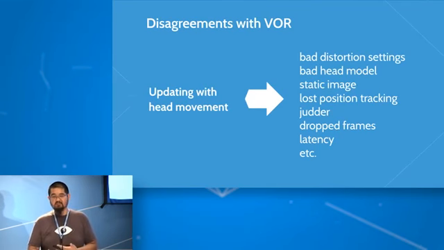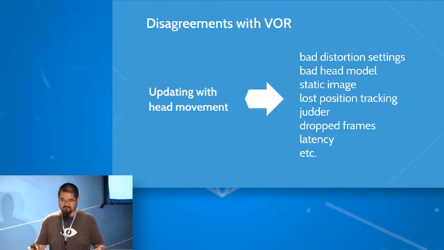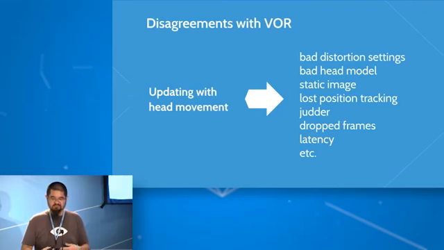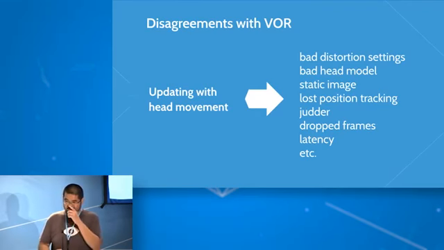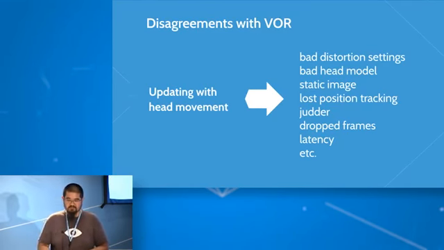You're not updating the image in any kind of way if you just place a static image in front of someone, and that can feel kind of weird. Other causes here: lost position tracking, judder, dropped frames, latency. Little things that we normally wouldn't think too much about can have a very big impact on your conscious experience of what's happening to you.